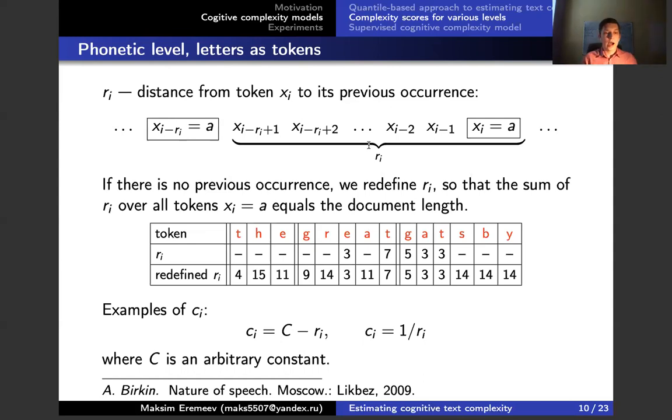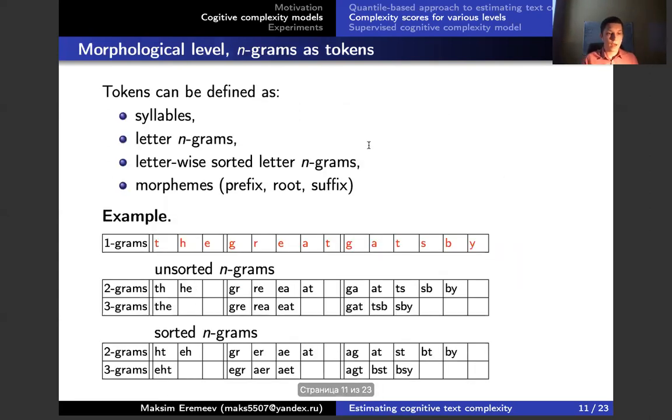the length of the text. We duplicate the text and put the counterpart in front of the given document. Pretty much the same thing.